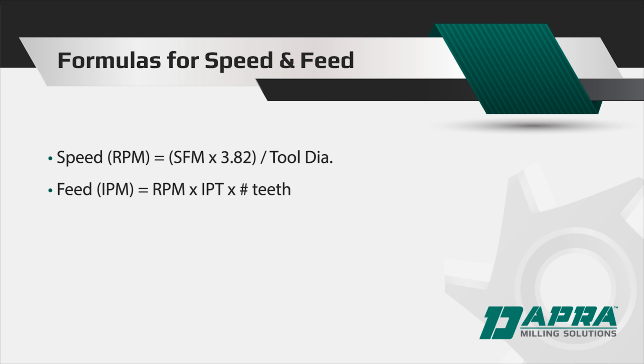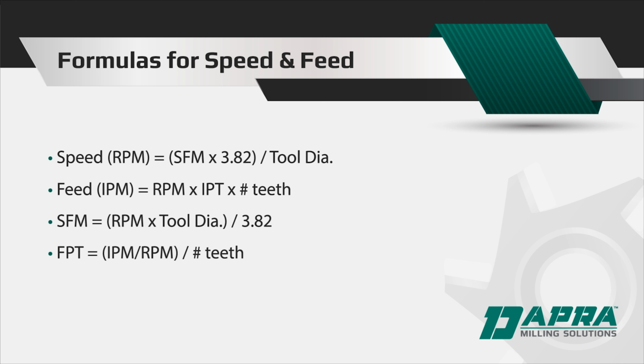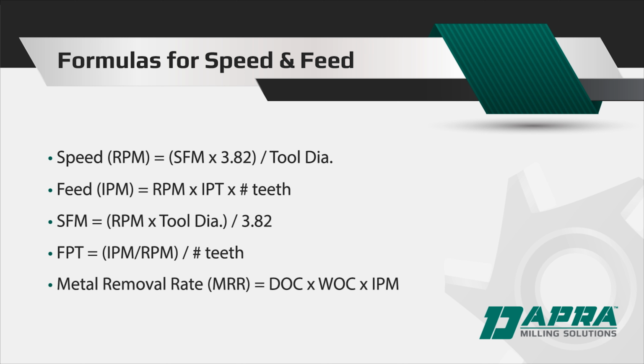Also shown are formulas for arriving at the SFM and feed per tooth that an existing program is set to. Now this is very helpful in determining if an older program is suitable for newer tools or if the program needs editing. Finally, we have a formula for calculating the total material removal rate, or MRR, of a machining program.